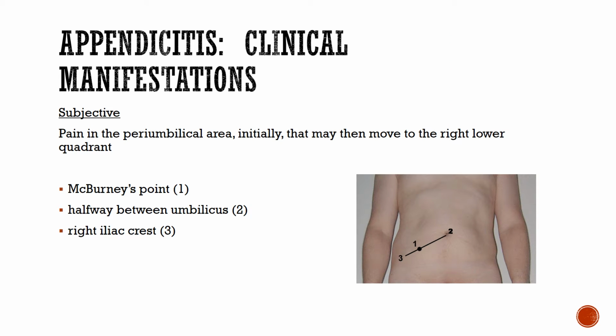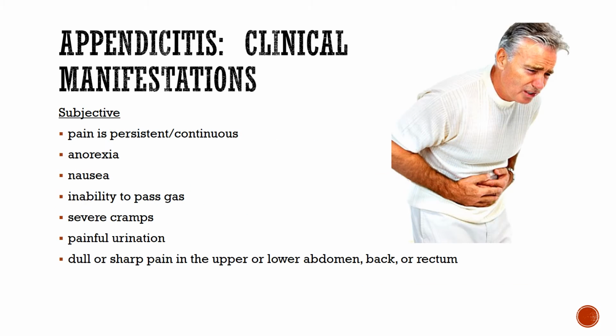There are subjective and objective clinical manifestations of appendicitis. Remember, subjective data is information from the patient's point of view, such as feelings and perceptions. The patient may describe pain that begins in the periumbilical area and moves to the right lower quadrant. This area is called McBurney's point, and it is 1/3 the distance between the right iliac crest and the umbilicus. The pain felt is usually persistent and continuous. The patient may have no interest in eating and feel nauseous.